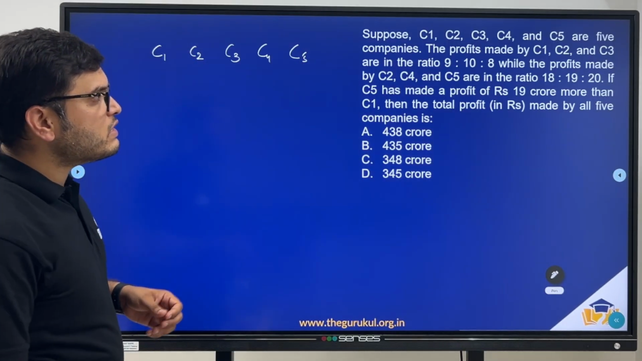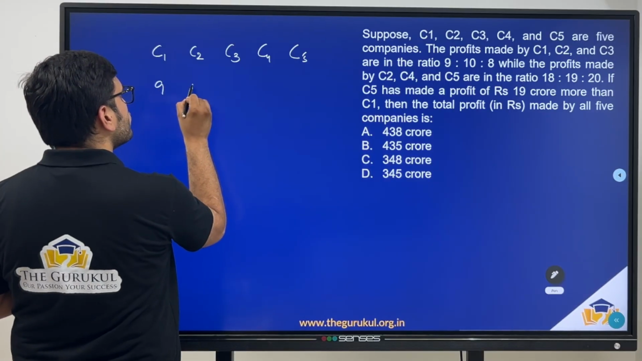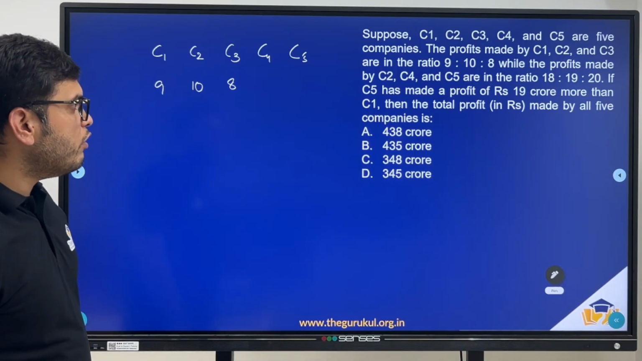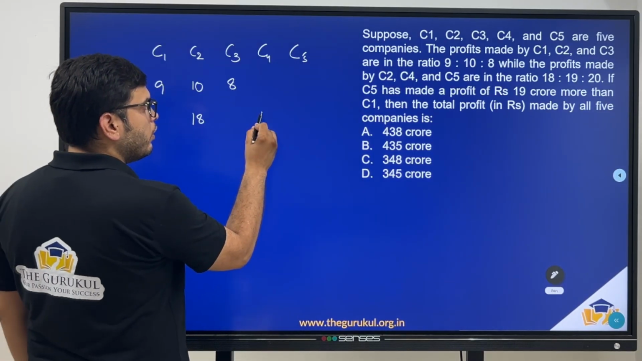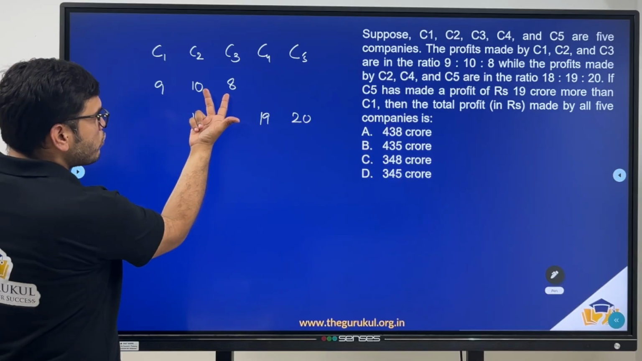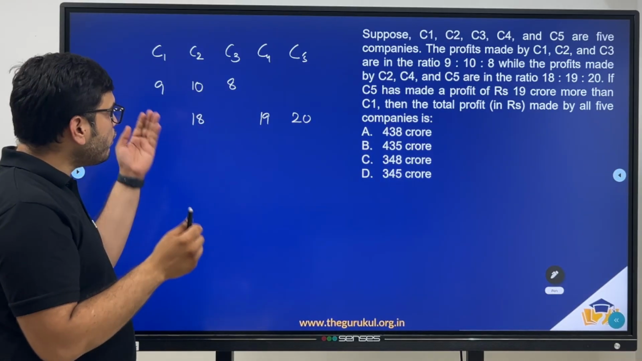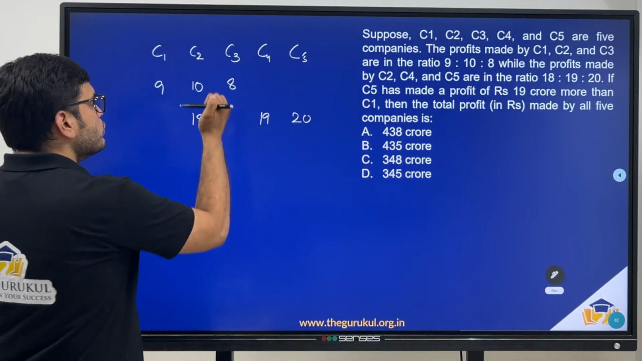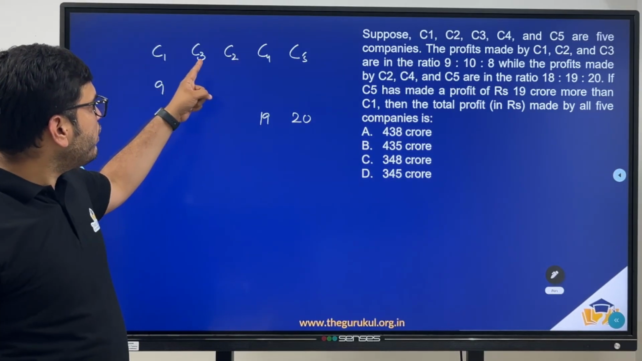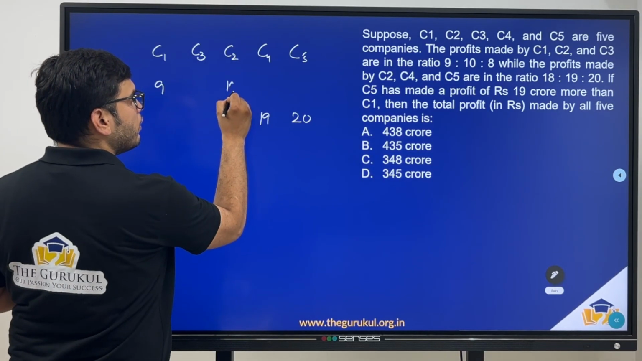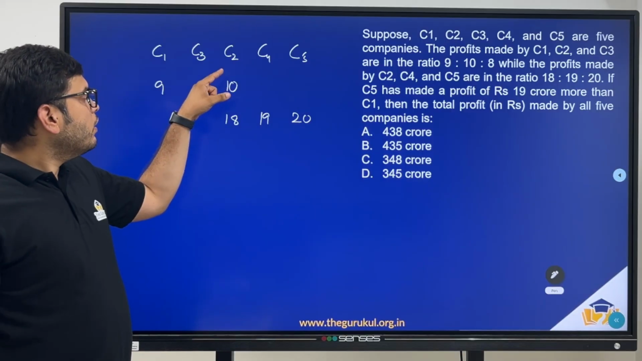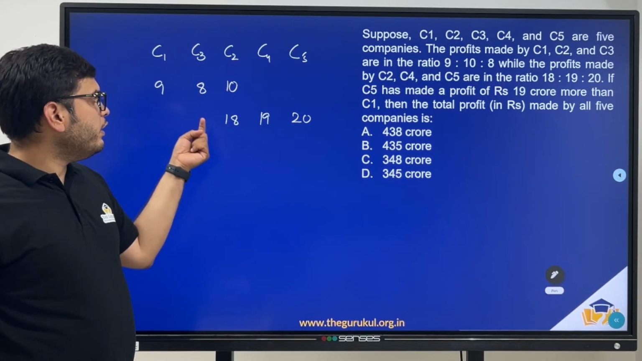The profits made by C1, C2, C3 are in the ratio 9 is to 10 is to 8. And the profits made by C2, C4 and C5 are in the ratio 18 is to 19 is to 20. To apply a shortcut here, I'll be shifting C3 here and C2 here so that we'll be having two continuous ratios. Let me write C3 here and C2 here. So C1 is to C2 10, C3 8, and this should be 18. I have just interchanged C3 and C2 so that we'll be having 3 terms here and 3 terms here.